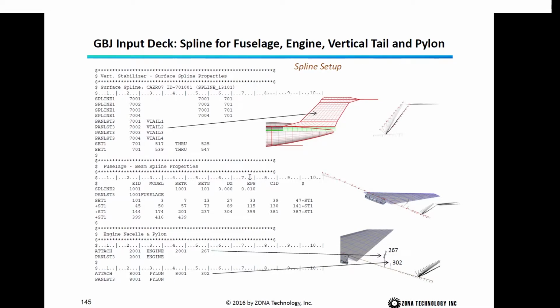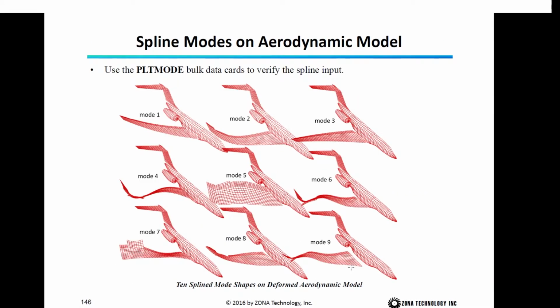For the fuselage, because it is a beam model, we use a beam spline, which is SPLINE2, for the fuselage spline. The engine in the structural model is just a point, and all the engine mass is attached to the single point. In this case, we use the ATTACH card to do the spline for the engine nacelle. Finally, one should use the PLOTMODE card to verify the spline input.